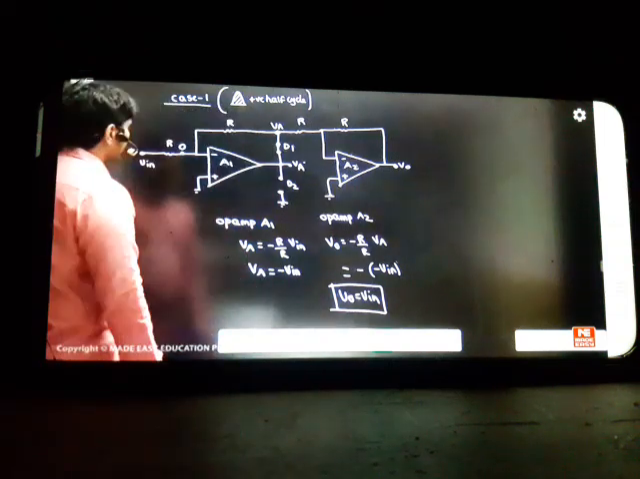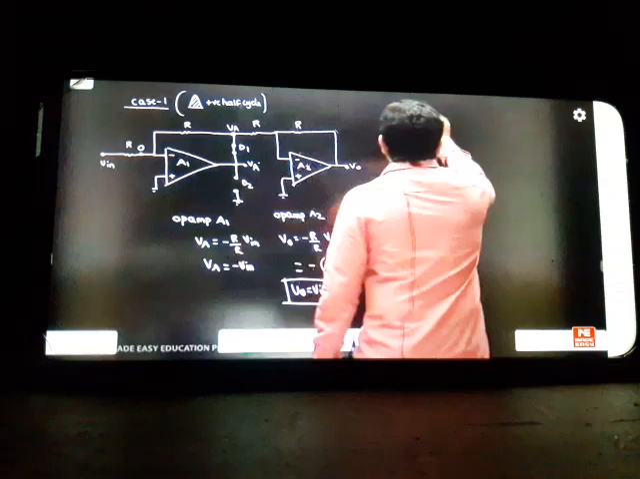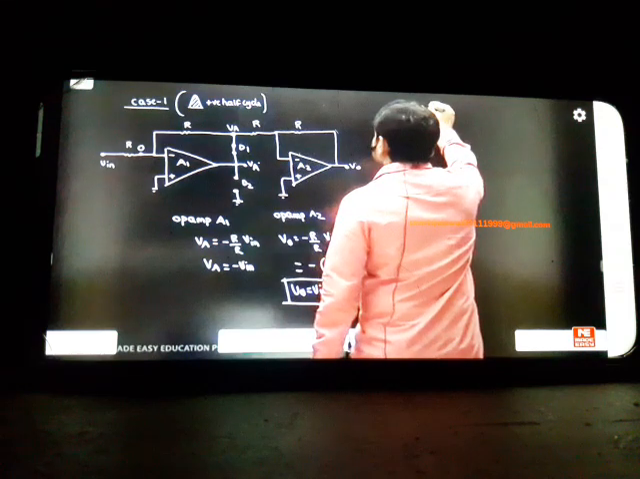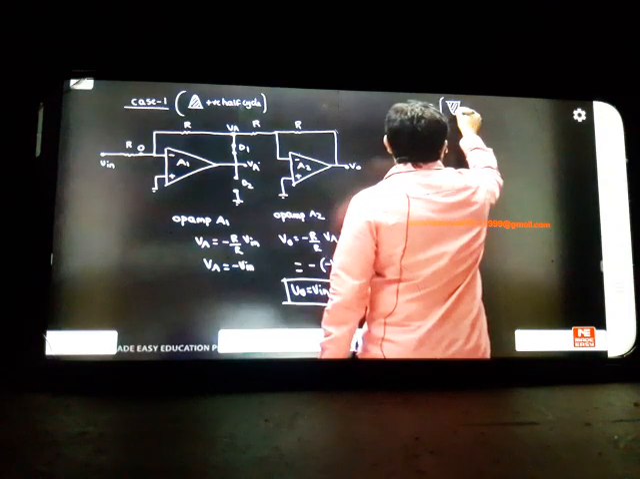Let us make the second concept, that is case 2. Side by side I'll complete one more case. Case 2, that is a negative half cycle.